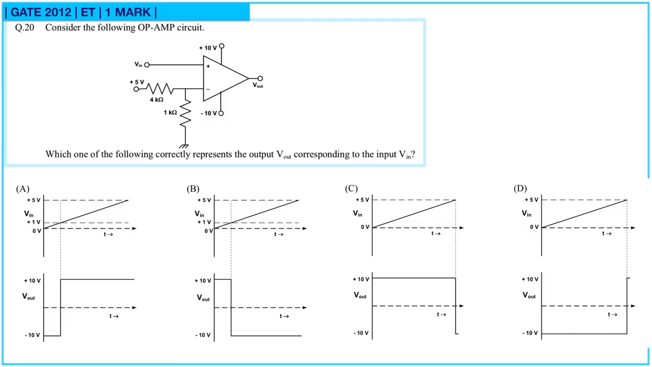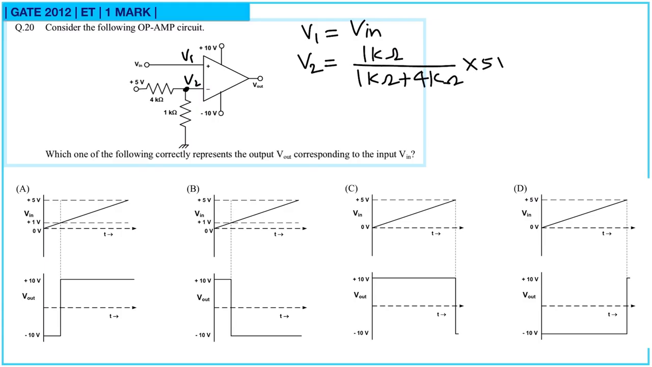Next, question number 20. Consider the following op-amp circuit. Which one of the following correctly represents output V out corresponding to input V in? Now this is a comparator circuit. This is V1 and this is V2. So V1 is equal to V in and V2 is equal to voltage at this point. The given voltage is 5 volt and voltage across 1 kilo ohm resistance is V2. So that will be 1 kilo ohm upon 1 kilo ohm plus 4 kilo ohm. I am using voltage divider rule into 5 volt. So V2 is equal to 1 volt.